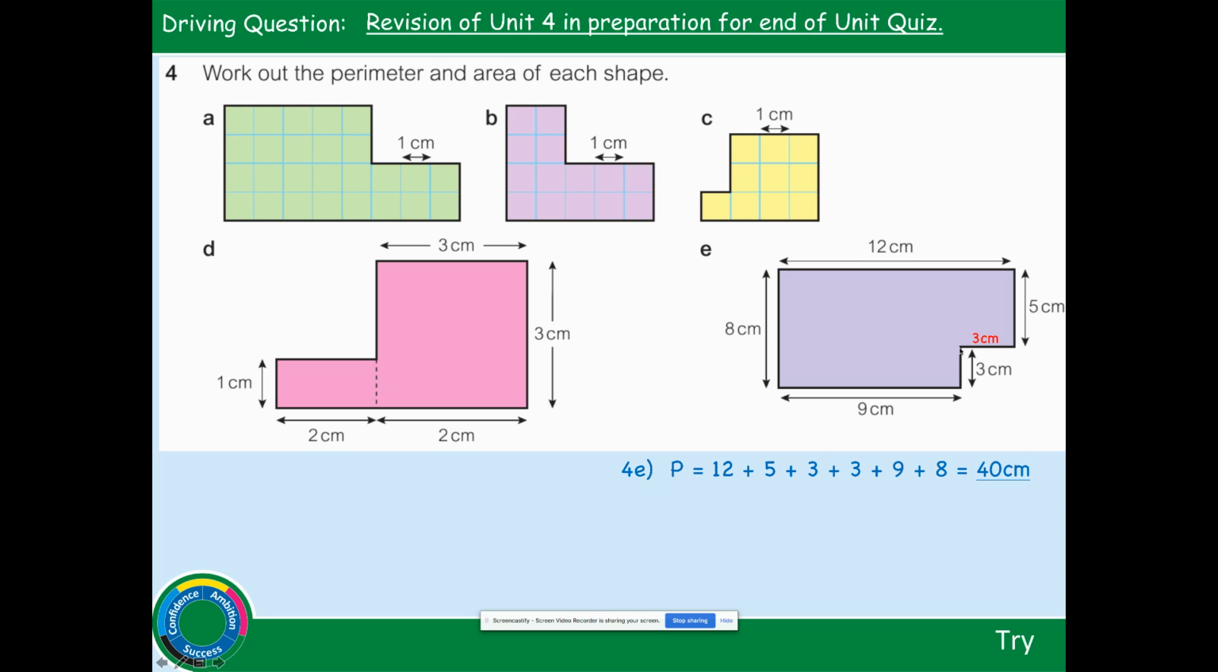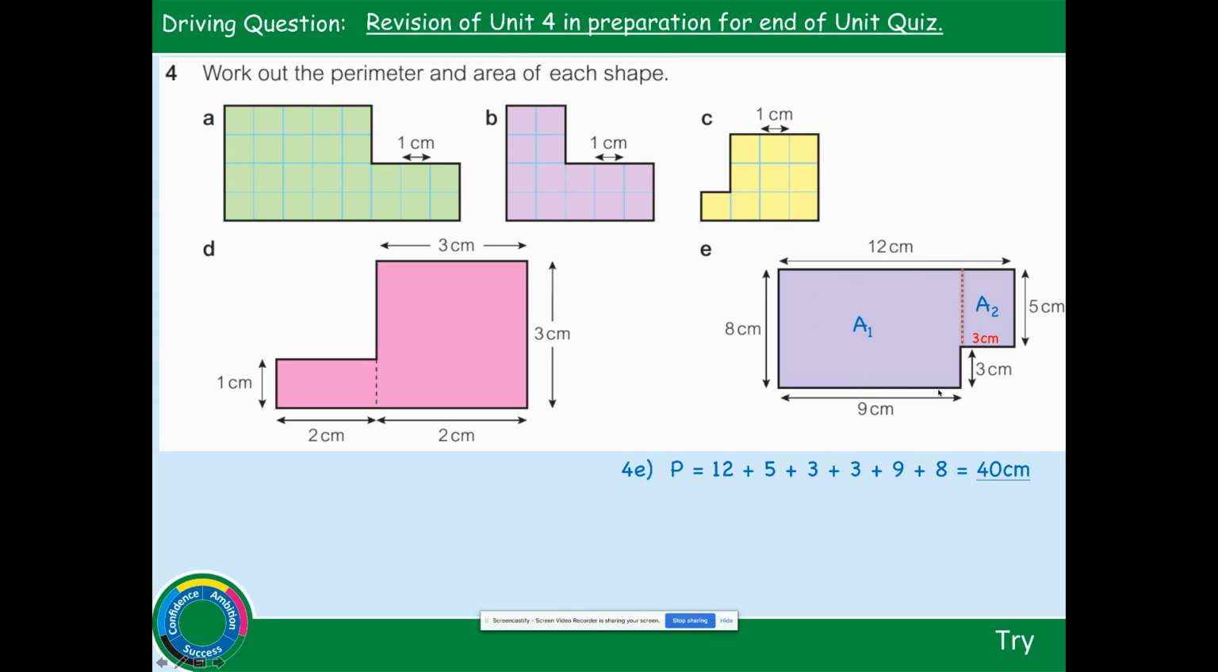So area, again, you could divide it along here, or you could divide it up here. I've gone for this one. So area 1 and area 2, let's mark them out. Let's not fall into this trap of doing 12 times 8. That's not this little rectangle here.